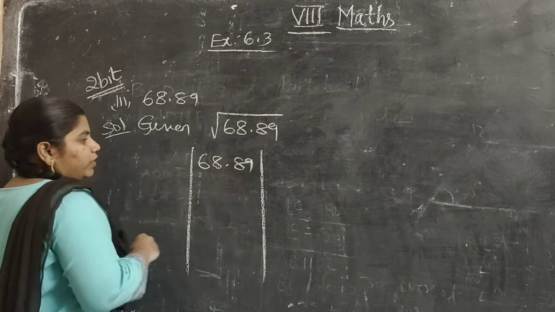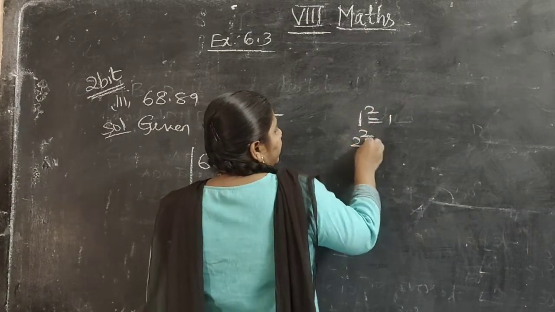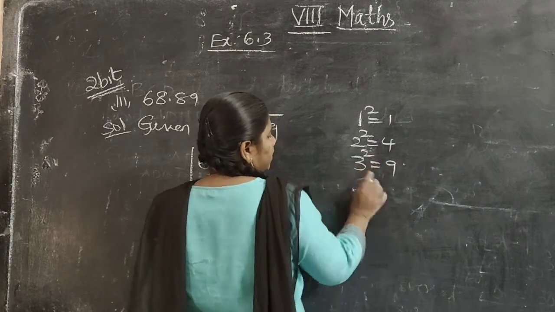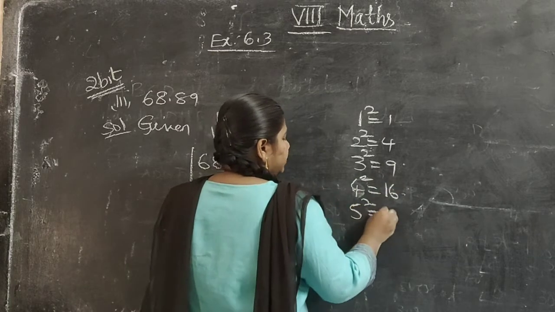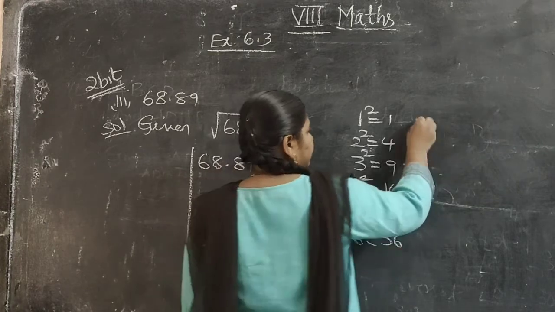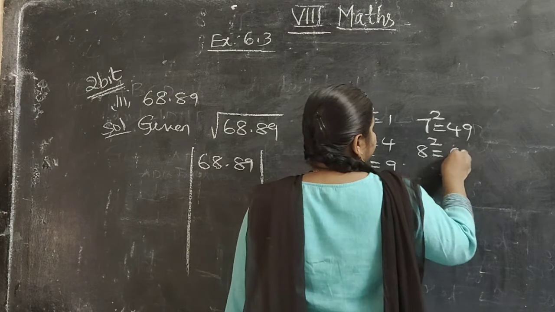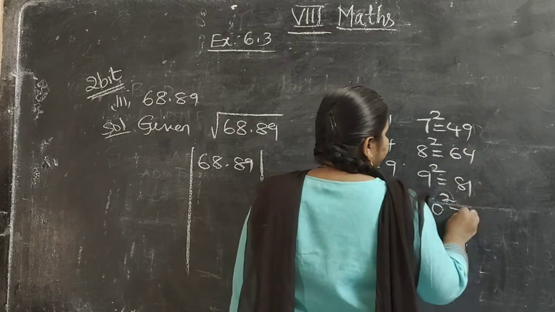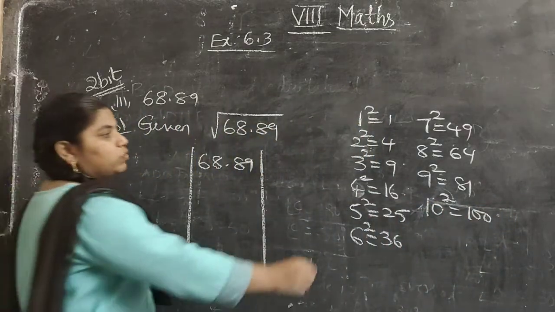68.89. So first, write the square values. 1 square is 1, 2 square is 4, 3 square is 9, 4 square is 16, 5 square is 25, 6 square is 36, 7 square is 49, 8 square is 64, 9 square is 81, 10 square is 100. Only in this division method we will use the square numbers.